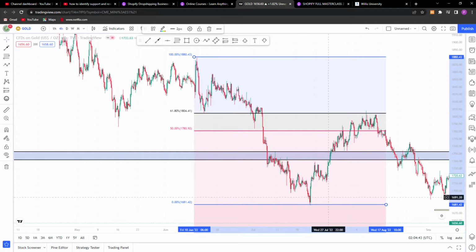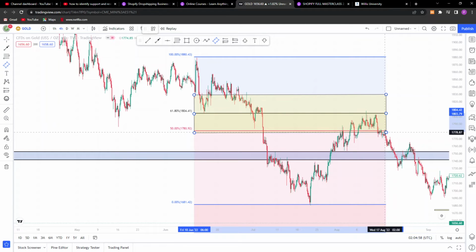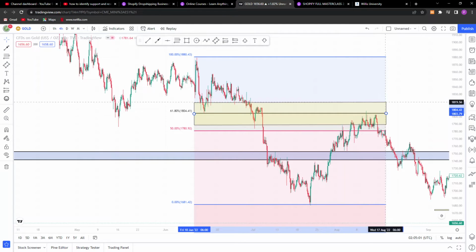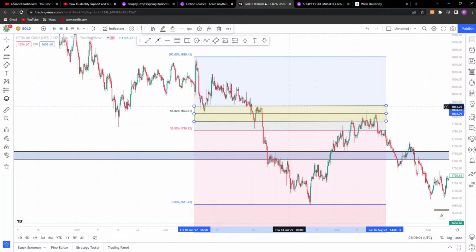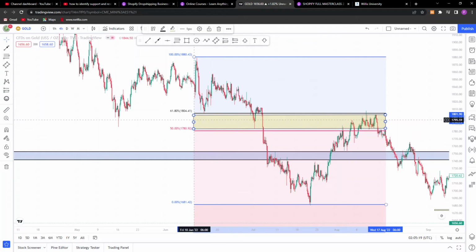Good. Now look at something. Notice this zone, this 50 and the 61. Let me color it for you so you understand what I'm trying to say. Notice this bar somewhere around here. Price always tends to respect this zone. Price always respects this zone, this 50 and the 61 is known as what? The golden zone. Okay, I named it after me, the PT zone, Prince Town zone.